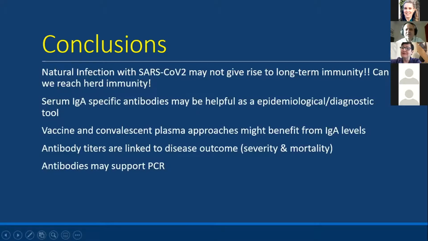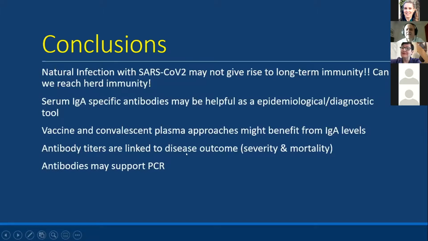To conclude, natural infection with SARS-CoV may not give rise to long-term immunity, and this puts a question mark about herd immunity. Serum IgA-specific antibodies may be very helpful in epidemiological studies as well as in diagnostics. It's interesting that when people talk about vaccines and convalescent plasma, they always talk about IgG and IgM. You don't hear people saying what levels of IgA antibodies are achieved there, and I believe that should be taken into consideration.